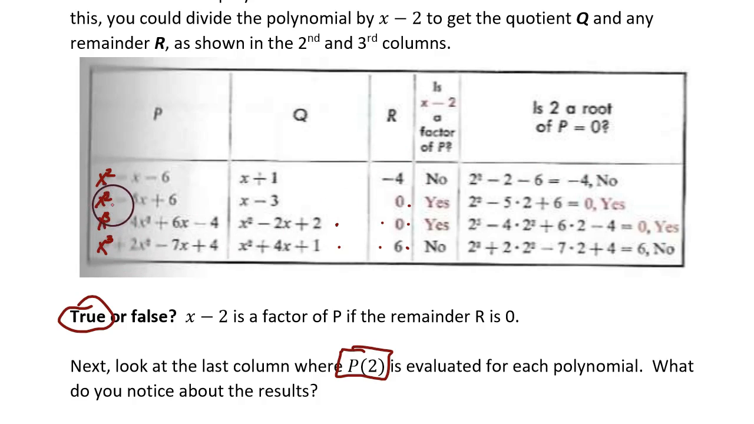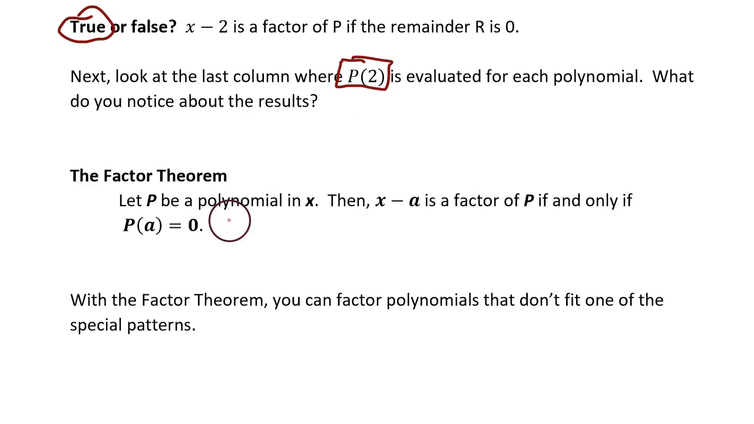In the second polynomial, x squared minus 5x plus 6, when you put in a 2, you get an answer of 0. Look what our remainder was when we did division. Do you see a connection there? The remainder you get when you divide by x minus 2 is the same number as the answer you get when you substitute in 2 for x. That's what the factor theorem is about.